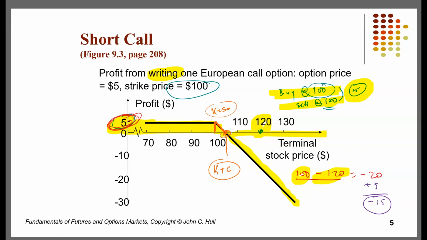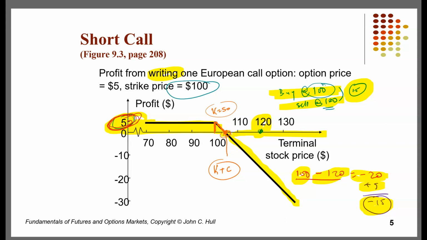The same applies to the short call. The short call potentially loses $20, but because they received a premium of $5 from the long call, that premium offset the loss, and the loss is ultimately $15 only.